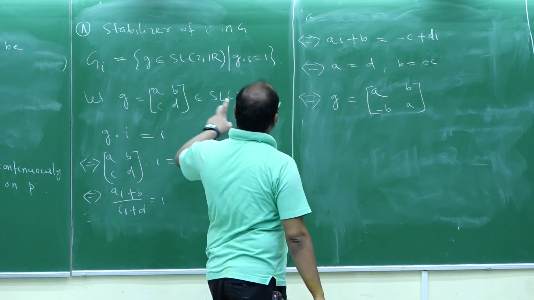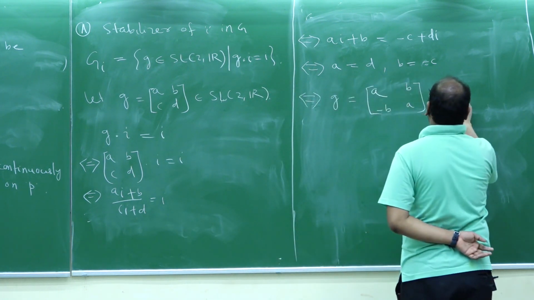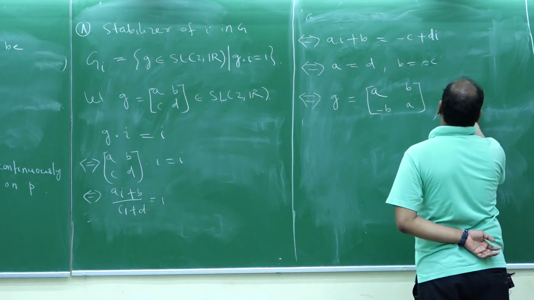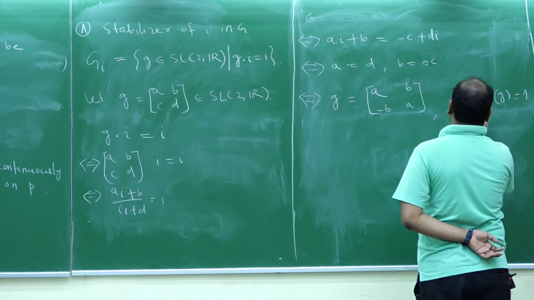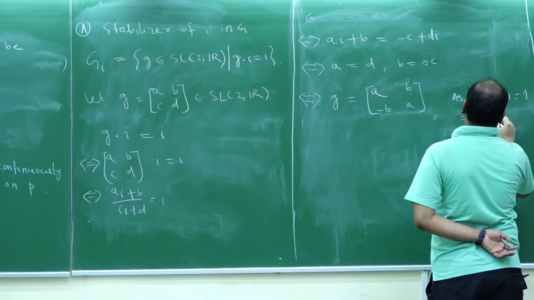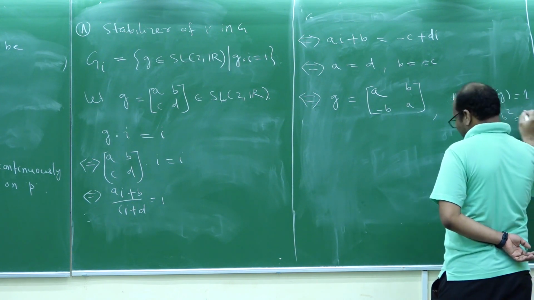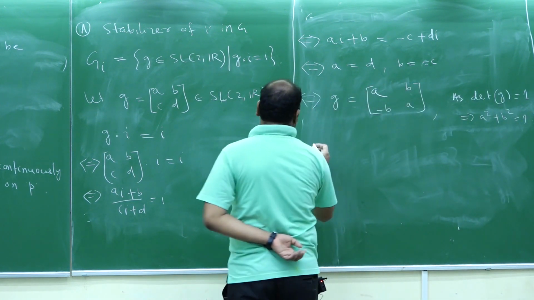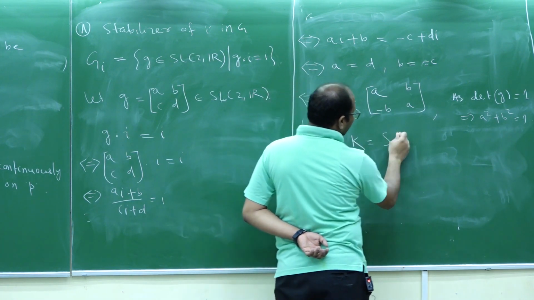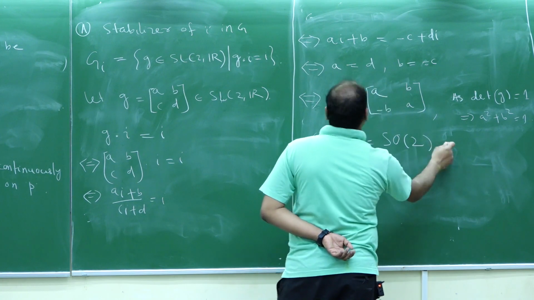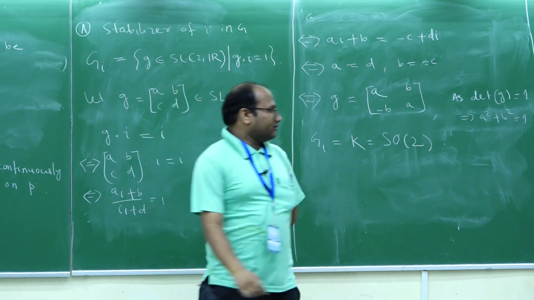Assuming that G belongs to SL2(R), that means the determinant of G is 1. This is like A squared plus B squared. So that means the stabilizer of I is nothing but your K. And what is K? Integrate so.